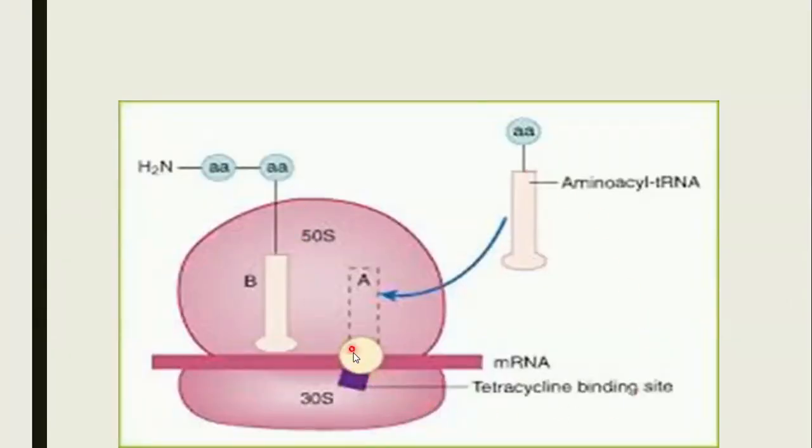This is the diagrammatic pictorial representation of the mechanism of action of tetracyclines. mRNA, messenger RNA is present, that is the 30S ribosomal subunit which is bound with the tetracyclines, and this is the 50S subunit which is going to bind with the tRNA. This bound 30S ribosomal subunit with the tetracycline drug will go and bind to the amino acyl tRNA unit, which will stop the protein synthesis.